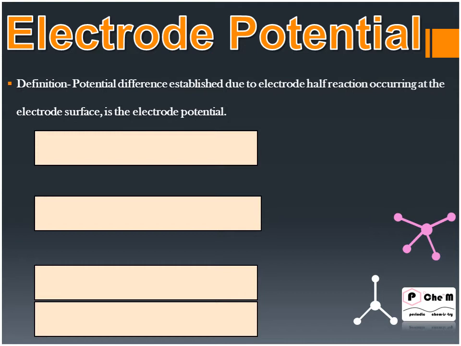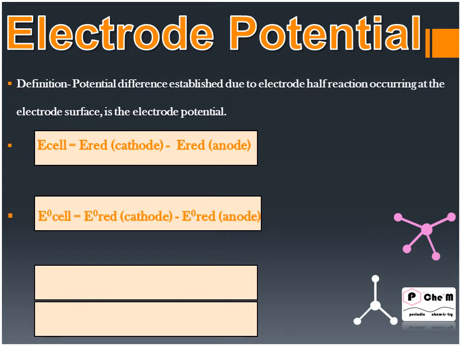Now let's see the formulas that will be needed to solve the numericals. The first one is for cell potential: E cell is equal to E reduction of cathode minus E reduction of anode. That means E reduction of cathode and E reduction of anode are the electrode potentials, while the cell potential is the difference between these two electrode potentials.